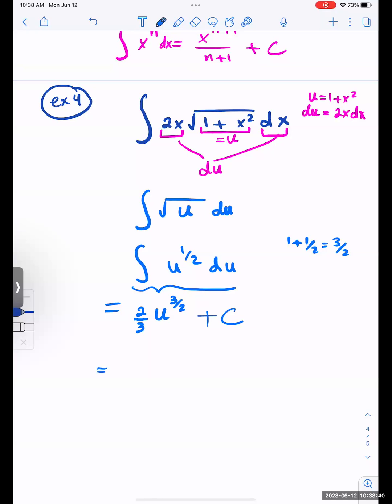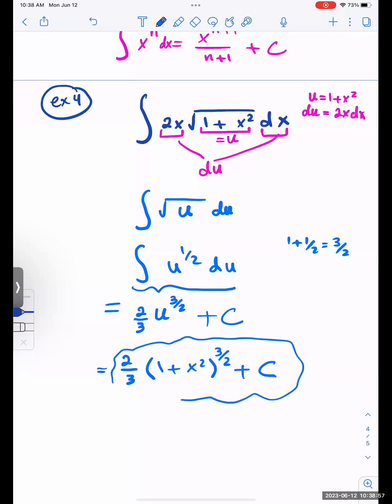So the final answer, I don't want things in terms of u, I want things in terms of x. So what was u? 1 plus x squared to the power 3/2, everything multiplied by 2/3, plus a constant.